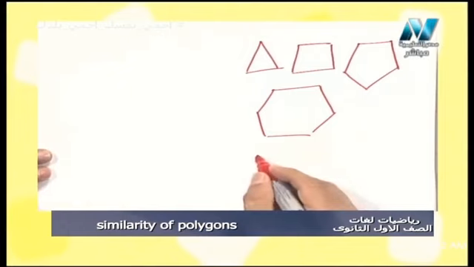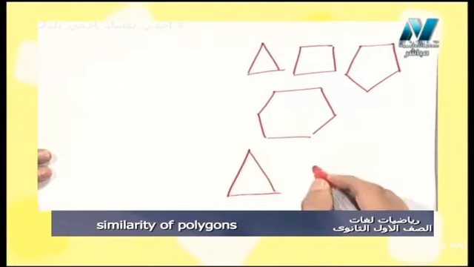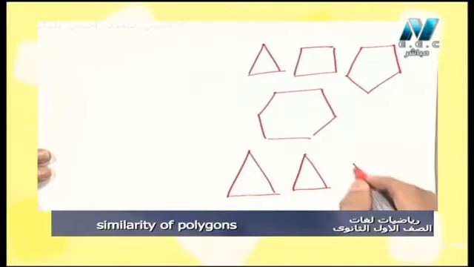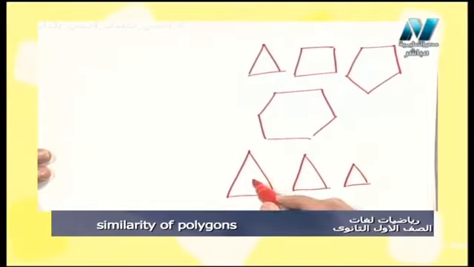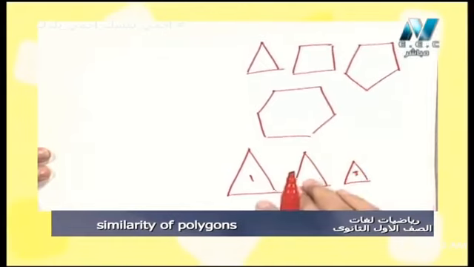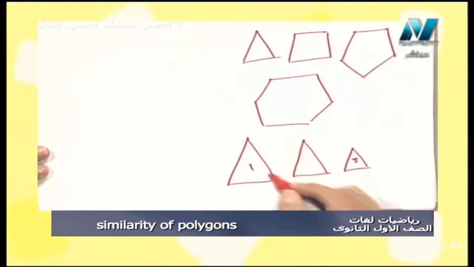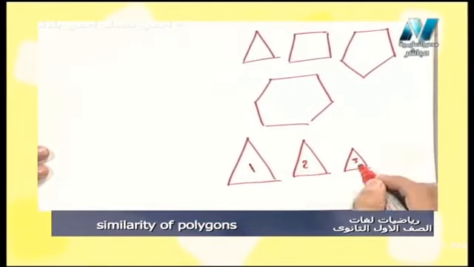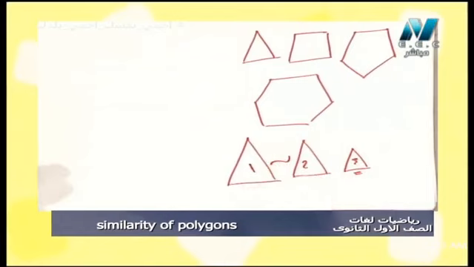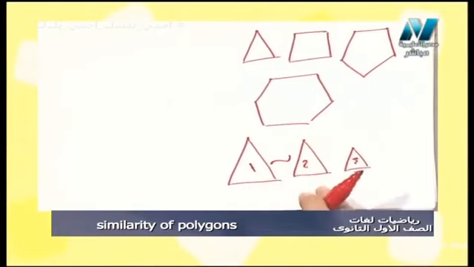And if we have a triangle like that, and a triangle like that, and a smaller one, and triangle number 1 is similar to triangle number 3. Okay, and triangle number 2 also is similar to triangle number 3. So triangle number 1 is similar to triangle number 2. So if we have two polygons similar to a third one, then the two polygons will be similar, or the 3 polygons will be similar also.